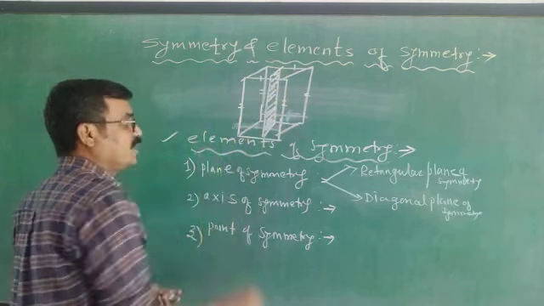Now axis of symmetry is an imaginary axis passing through the crystal, about which the crystal rotates and reproduces a number of times. Second example, suppose we have taken the same crystal, that is a cubic crystal. See carefully. Here this axis is passing through the center of these opposite edges.